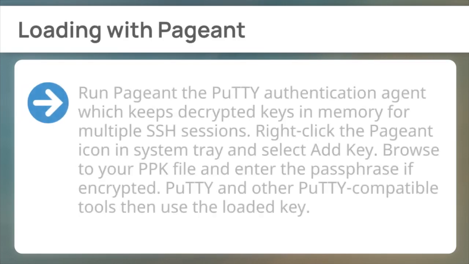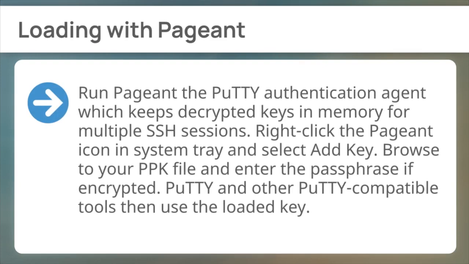Next, loading with Pageant. Run Pageant, the PuTTY authentication agent, which keeps decrypted keys in memory for multiple SSH sessions. Right-click the Pageant icon in the System Tray and select Add Key. Browse to your PPK file and enter the passphrase if encrypted. PuTTY and other PuTTY-compatible tools then use the loaded key.